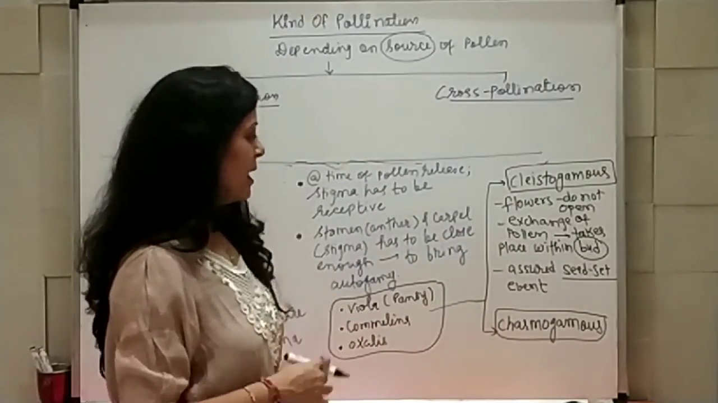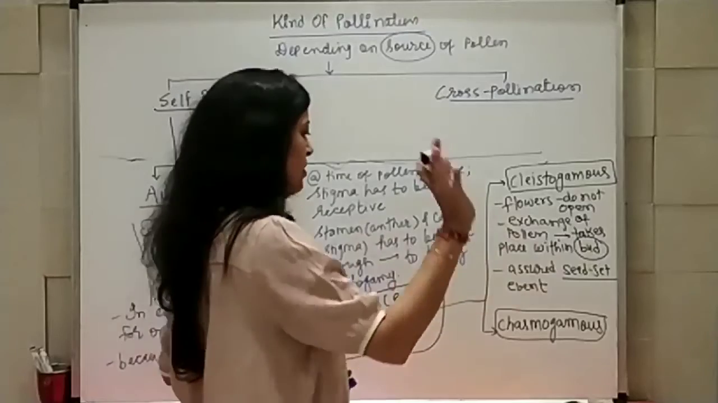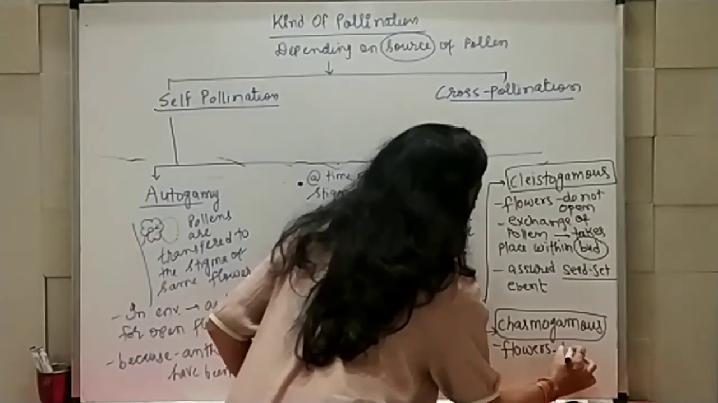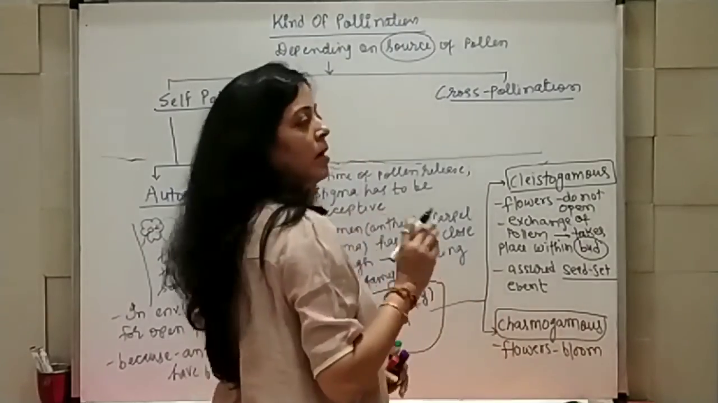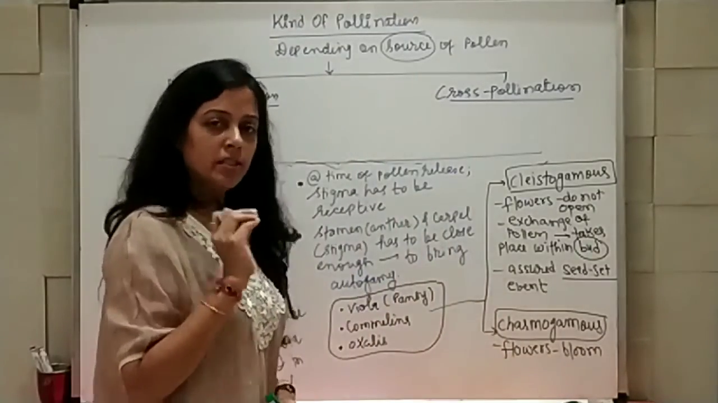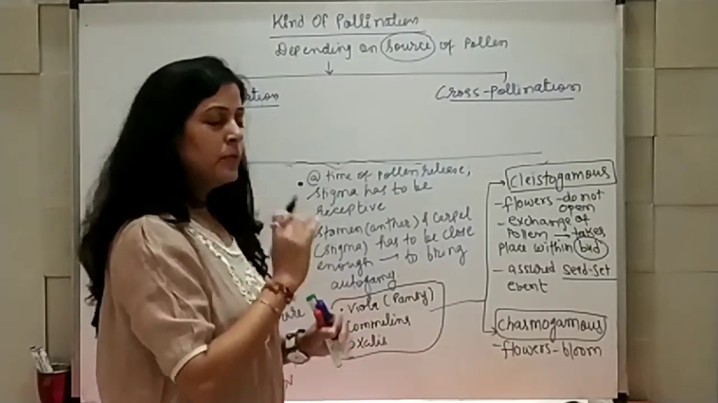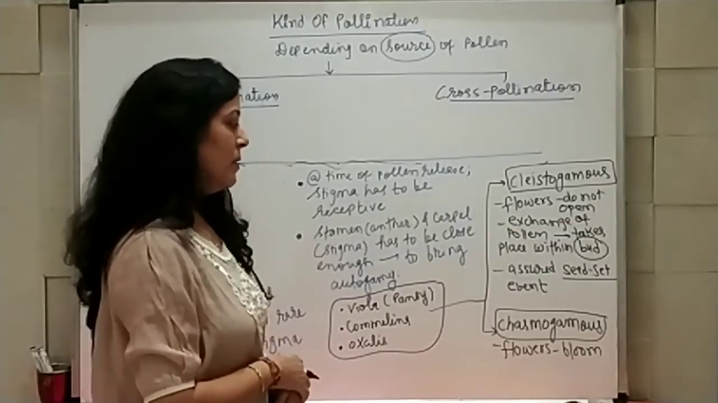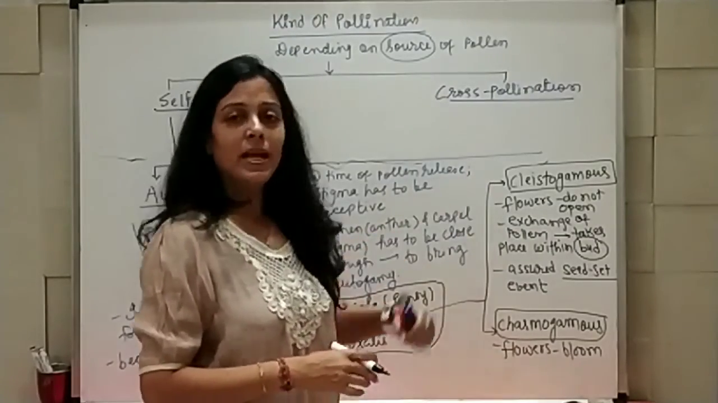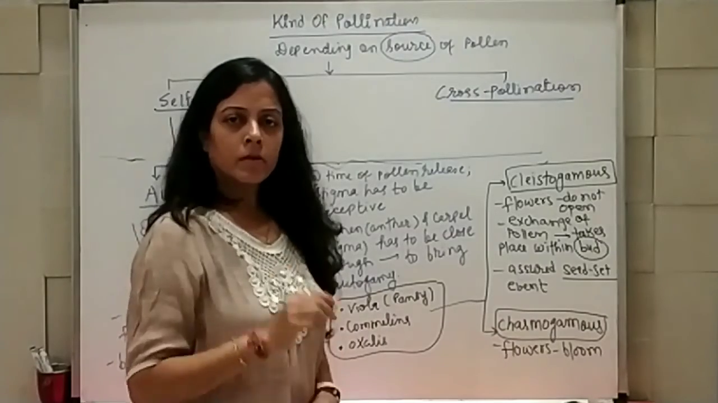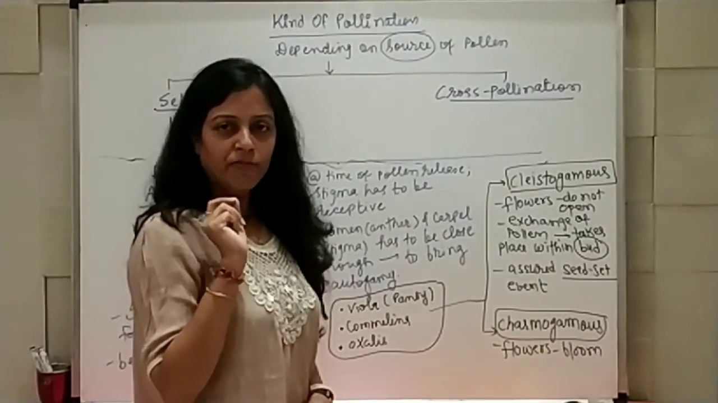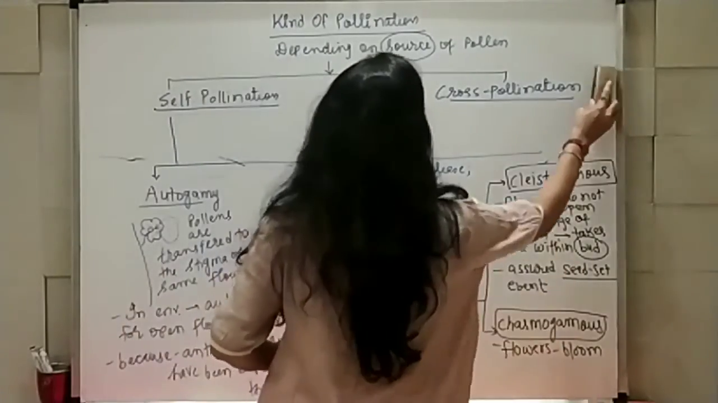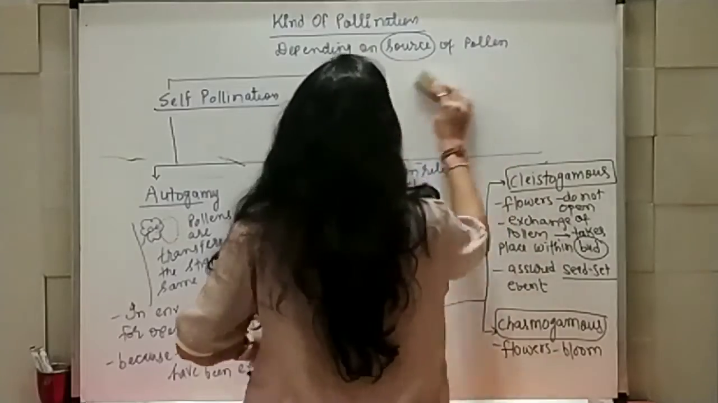While another type of flowers are chasmogamous. Flowers normally get open, flowers bloom, and normal self-pollination is seen in these types of flowers. Right? So, two different types of flowers we have seen, chasmogamous as well as cleistogamous. This I can show you with the help of a diagram. Cleistogamous and the chasmogamous flowers. So, let me show you here.